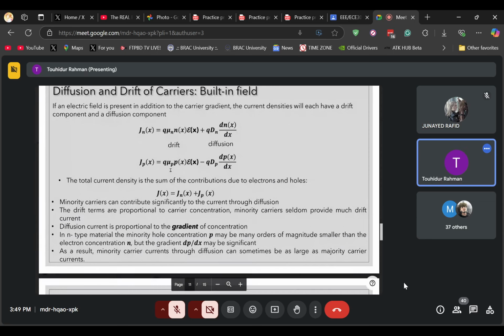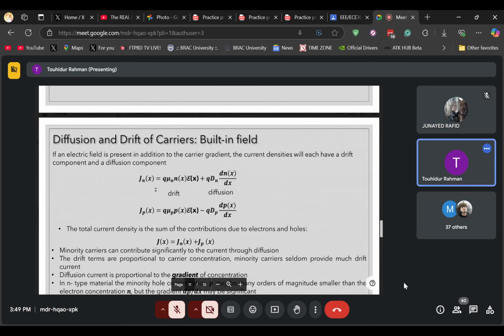Now if we look at this equation, the total current of electron and hole is combined with diffusion and drift. We have already explained all the terms independently. So if we want to calculate the total current, we have to add drift current and diffusion current. In the example we are talking about, we already know there will be diffusion current. Why is there diffusion current?